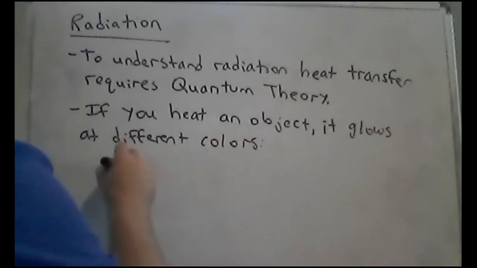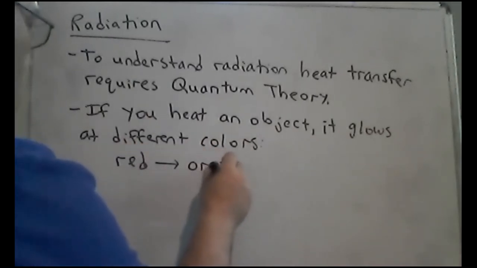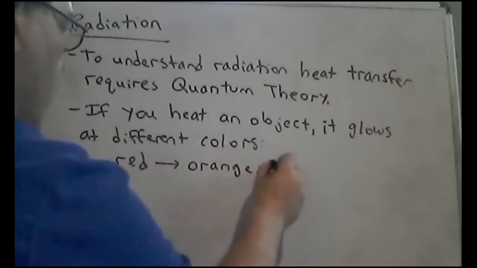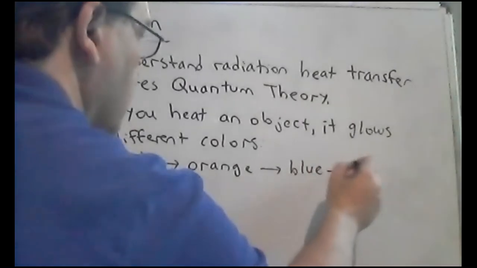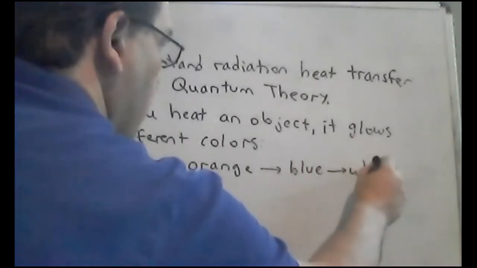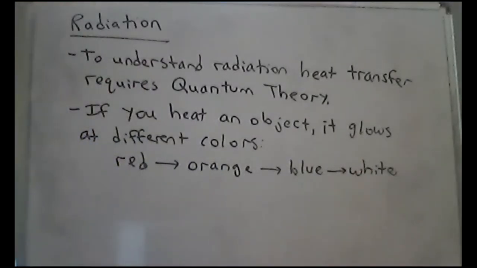You might see it starting at red. You keep heating, it'll go to orange. Eventually it goes to a blue. Eventually it ends up going to a white. You talk about things being white hot. So there is a phenomenon that the light given off during these processes changes colors.